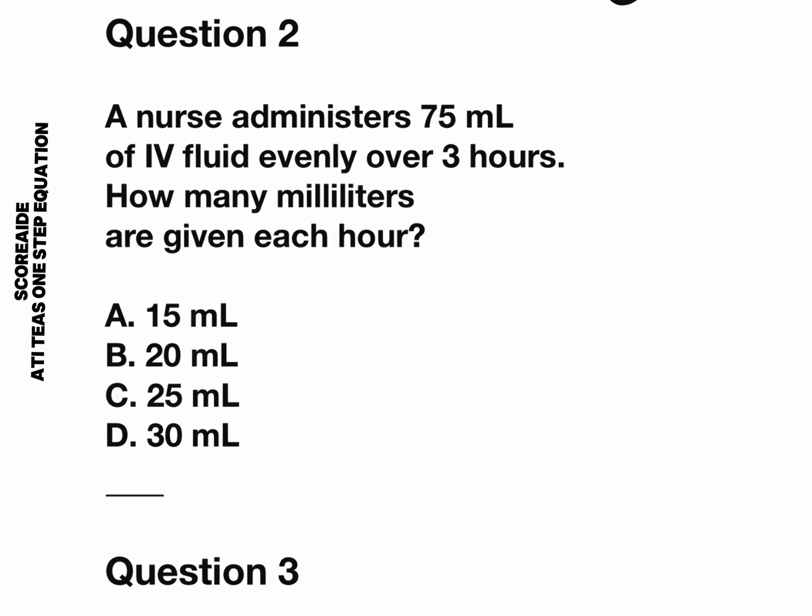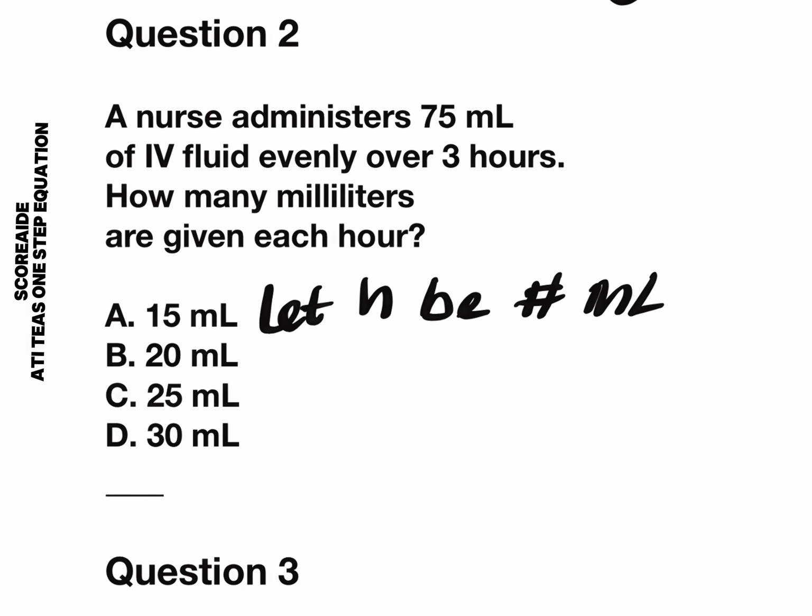Question 2. A nurse administers 75 milliliters of IV fluid evenly over 3 hours. How many milliliters are given each hour? In this case, we are just going to let H be the number of milliliters per hour.